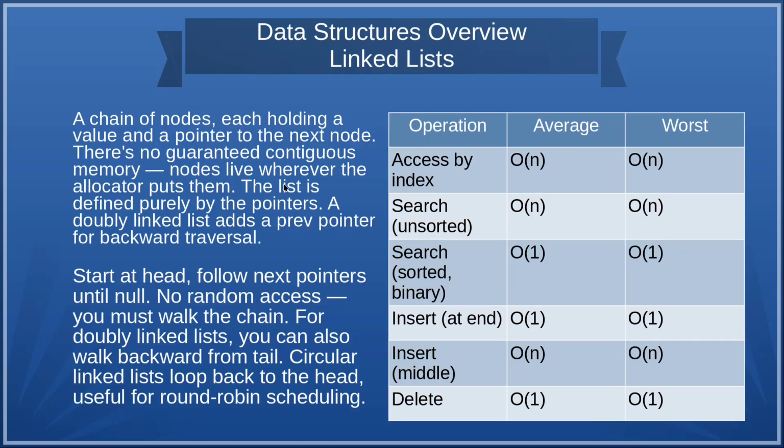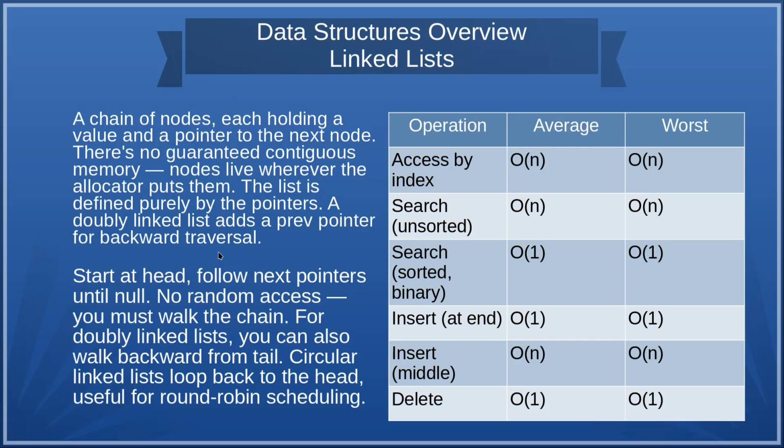Here we've got linked lists. Linked lists are a chain of nodes holding a value and a pointer to the next node. There's no guaranteed contiguous memory. Nodes live wherever an allocator puts them. The list is defined purely by pointers. A doubly linked list adds a previous pointer for going backward. Traversal is when you start at the head, and then you follow the next pointers until you meet the null, which is the tail. No random access, you must simply walk the chain until you meet whatever you're trying to look for. The doubly linked list exists so you can walk backwards.